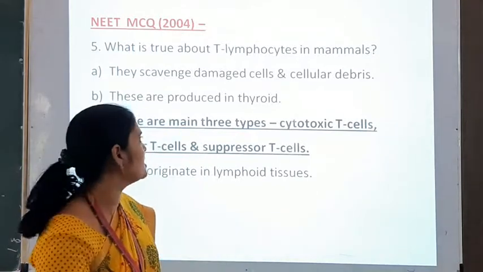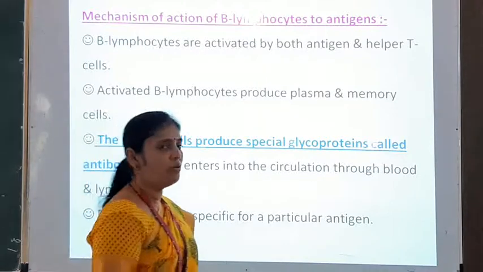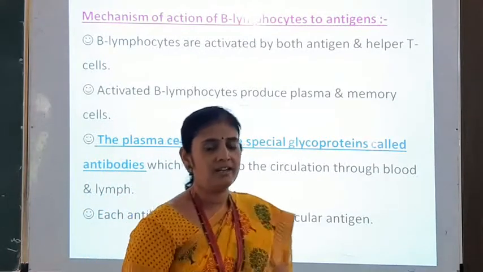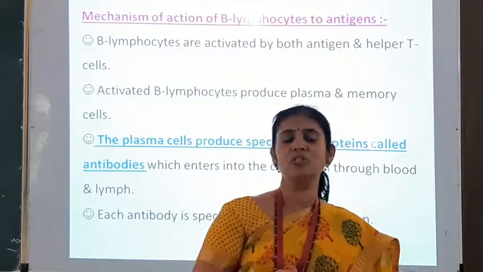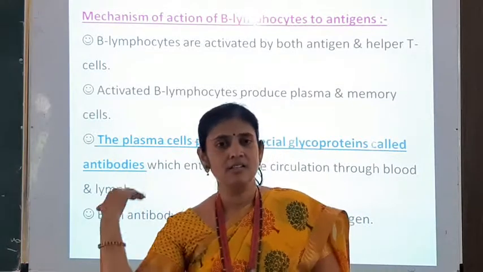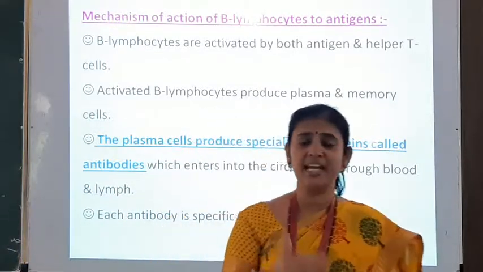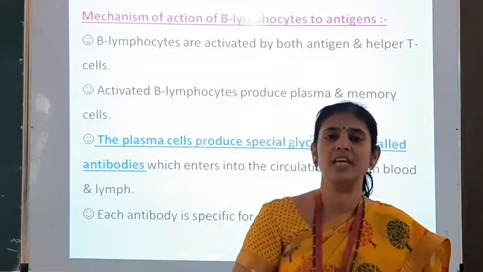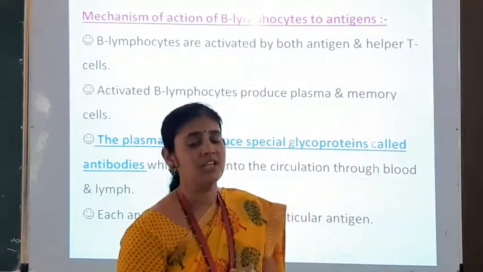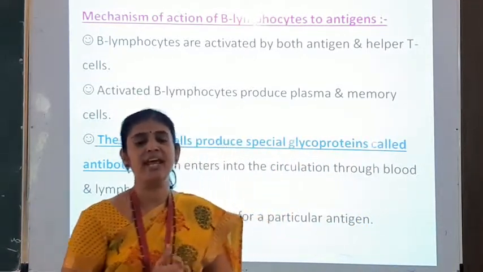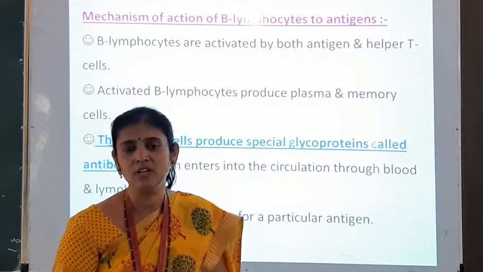So C option is the correct answer. Now, this is the first part, mechanism of action of T lymphocyte to the antigen. The second point here, mechanism of action of B lymphocyte to the antigen. What is the action of B lymphocyte when antigen is introduced inside our body?